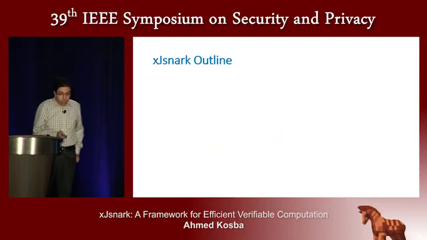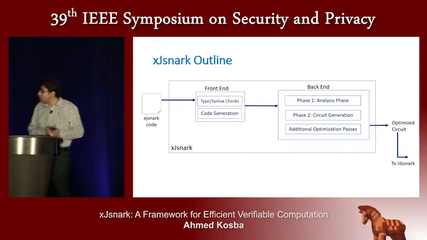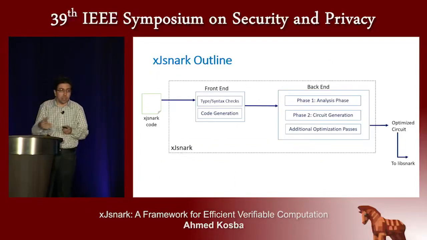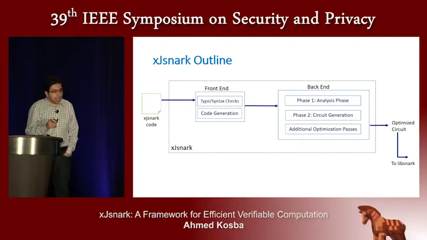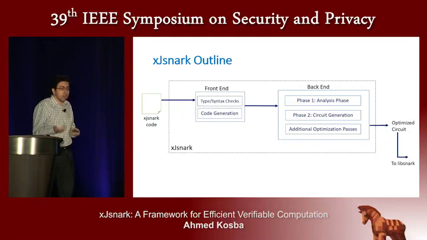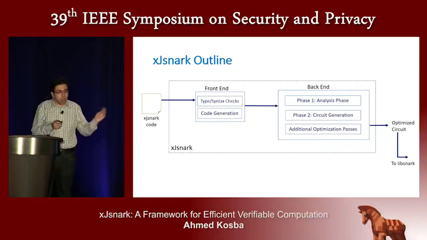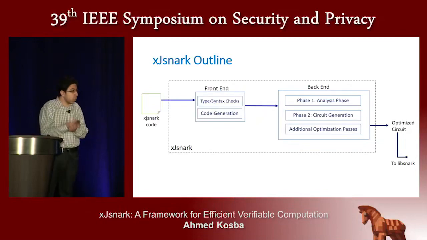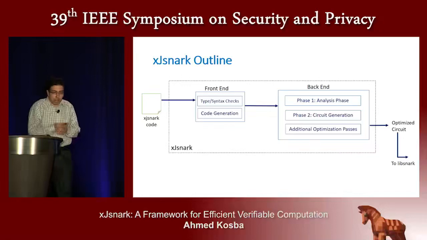Okay, so the outline of xJsnark: the programmer writes the code in our xJsnark extension, which is developed as a Java extension on top of the JetBrains MPS framework. It gets type checked in the front end, and transformed into Java code that generates the circuit. Then in the back end, before we generate any constraints, we first do a complete analysis phase of the circuit to study how every variable is being used, what the parameters are, and so on. In the second phase, we generate the circuit, and after that we apply even more optimizations. One key point is that we implemented all the steps from the high-level code to the circuit generation in order to keep track of the programmer's intention and make better decisions.